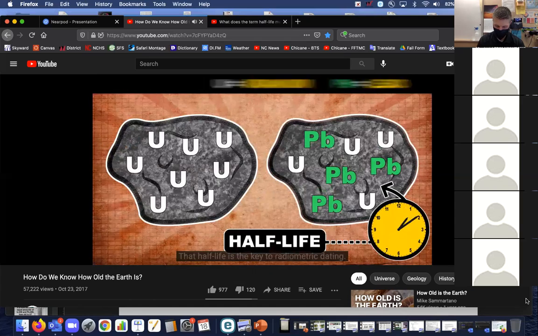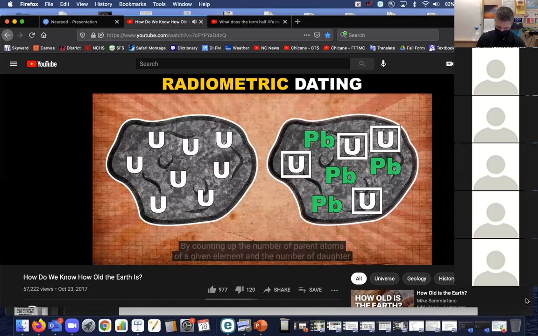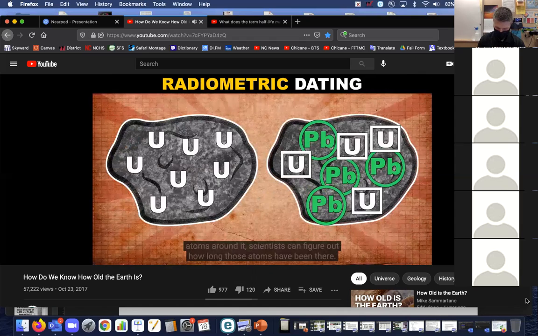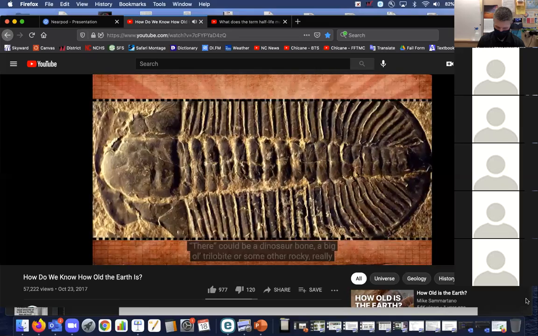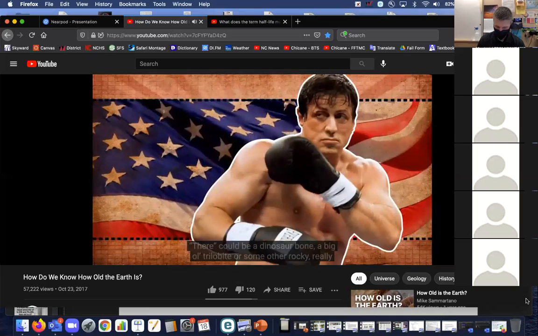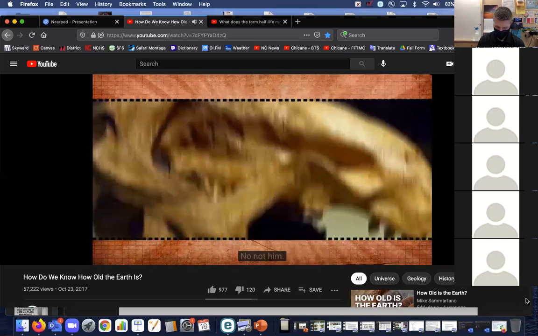That half-life is the key to radiometric dating. By counting up the number of parent atoms of a given element and the number of daughter atoms around it, scientists can figure out how long those atoms have been there. There could be a dinosaur bone, a big trilobite, or some other rocky, really old thing. No, not him. That's better.